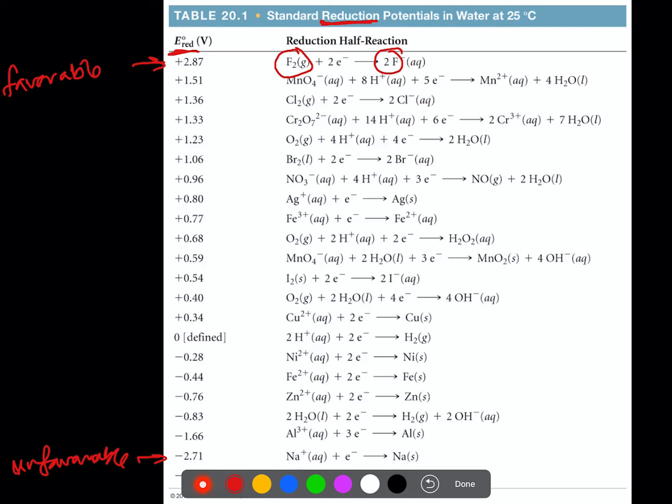Which also means if fluorine is readily reduced, meaning it readily takes on electrons, what does that mean about it? It means that it is a good oxidizing agent. Oxidizing agent. Yes, good oxidizing agent.